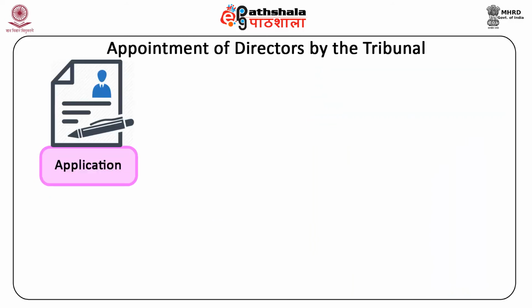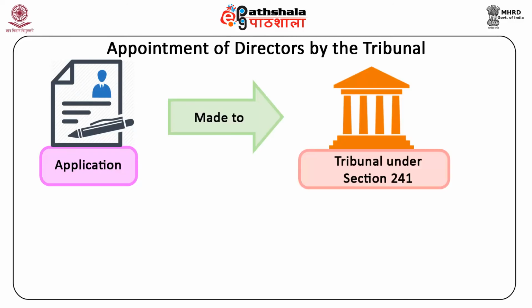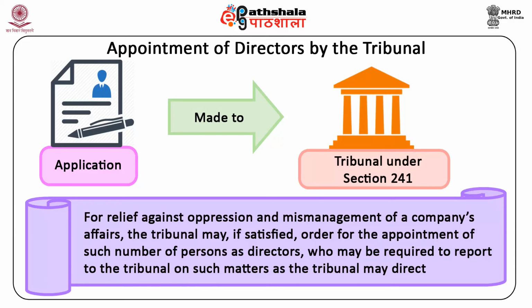Where an application is made to the tribunal under Section 241 for relief against oppression and mismanagement of a company's affairs, the tribunal may, if satisfied, order for the appointment of such number of persons as directors who may be required to report to the tribunal on such matters as the tribunal may direct.